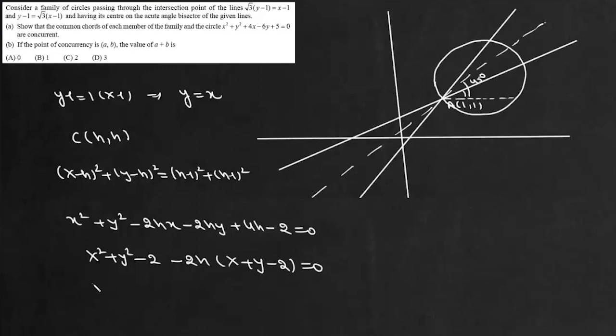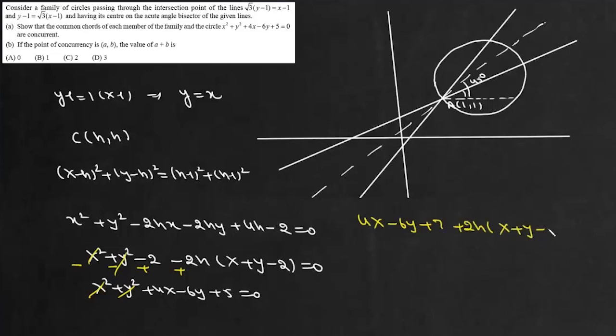Now the equation of this other given circle is x square plus y square plus 4x minus 6y plus 5 equals 0. And the equation of the common chord is given by the radical axis of the two circles. So we'll subtract the first equation from the second. So x square and y square will cancel. We'll get 4x minus 6y plus 7, and then plus 2h times (x plus y minus 2) equals 0. So basically this equation is L1 plus 2h L2 equals 0, where h is a parameter, and it represents a family of all the lines which pass through the point of intersection of L1 and L2. So that fixed point is the intersection of these two lines.